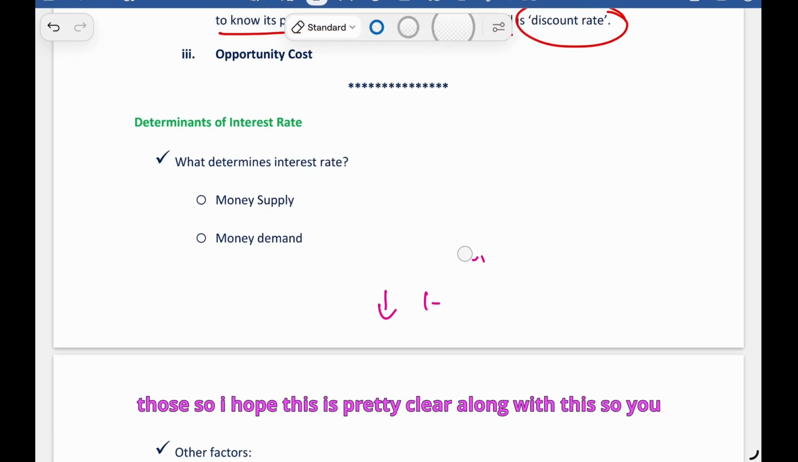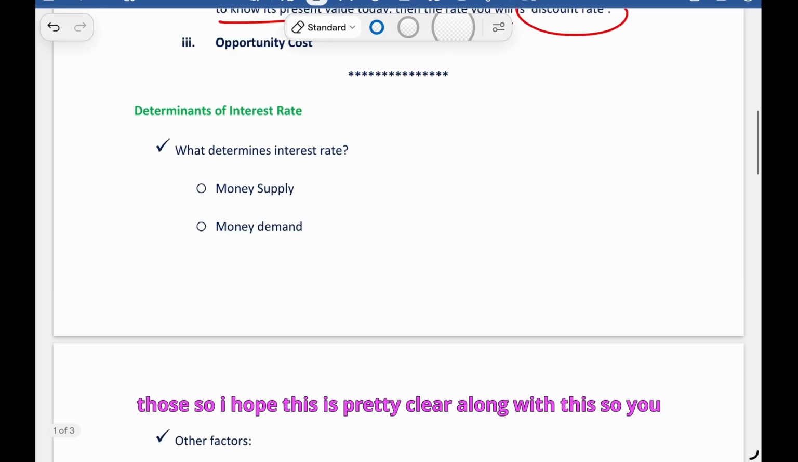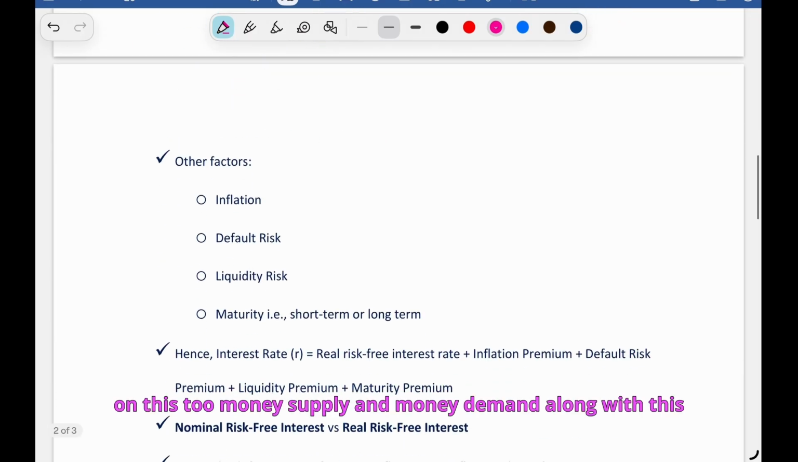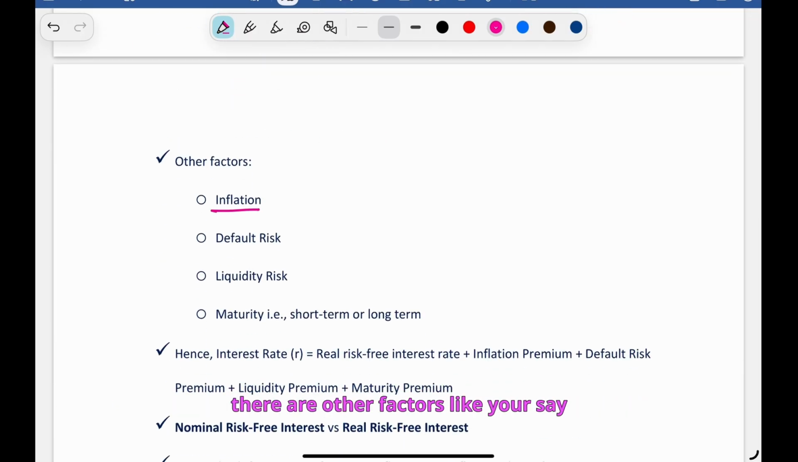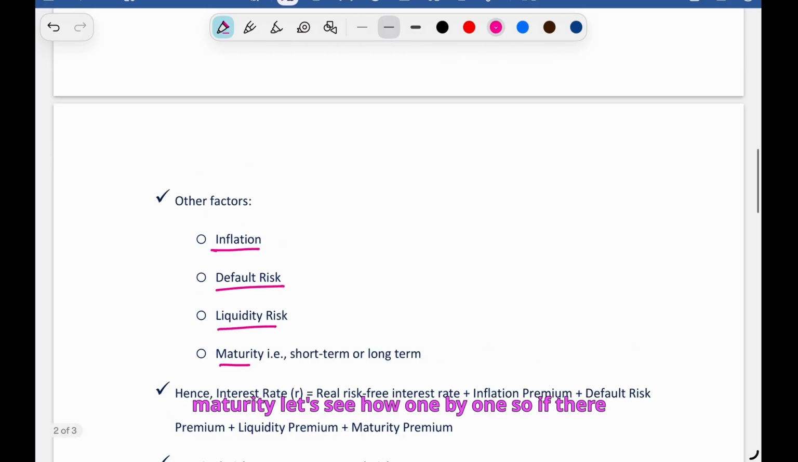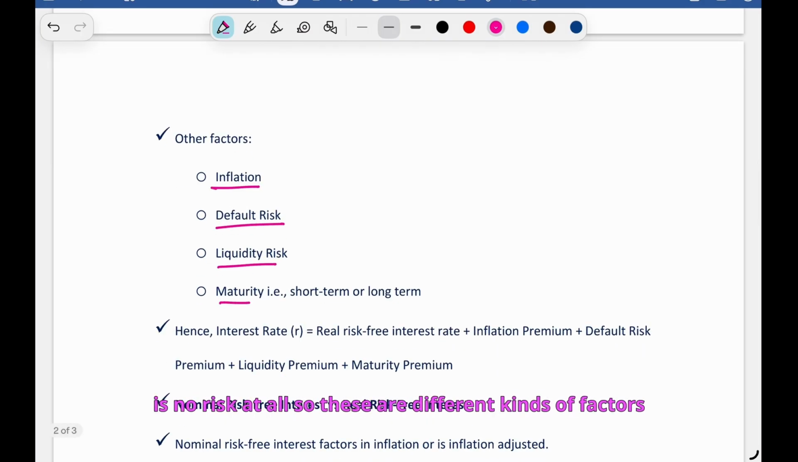this is pretty clear. So you can say that interest rate is dependent on money supply and money demand. Along with this, there are other factors like inflation. It also depends on default risk, liquidity risk, maturity. Let's see how one by one.